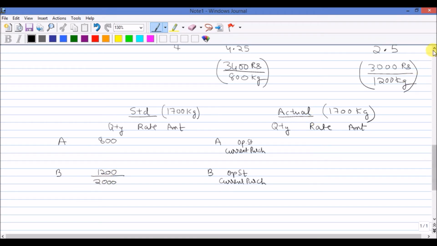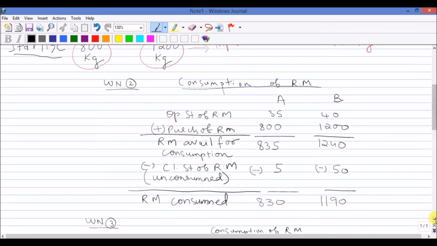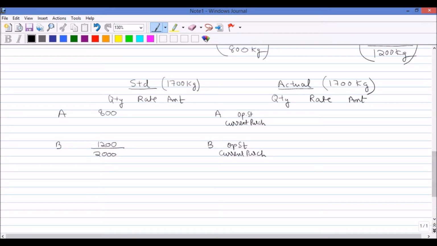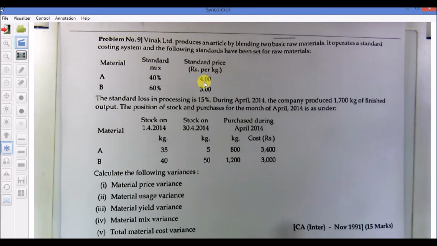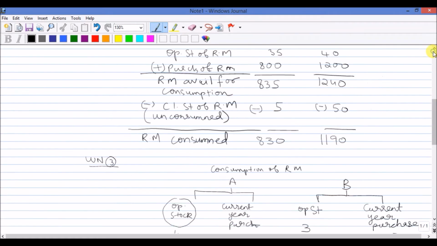Now what I'll do is get the rate. The rate I can get from the question. The rate is 4 and 3. So 800 times 4 is 3,200, and 1200 times 3 is 3,600, so the total is 6,800.